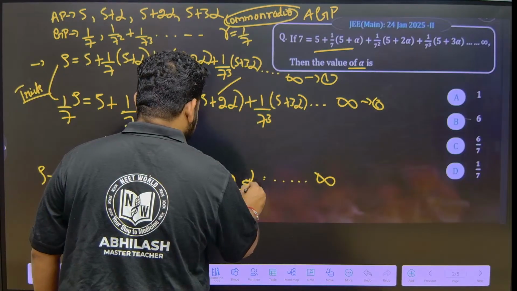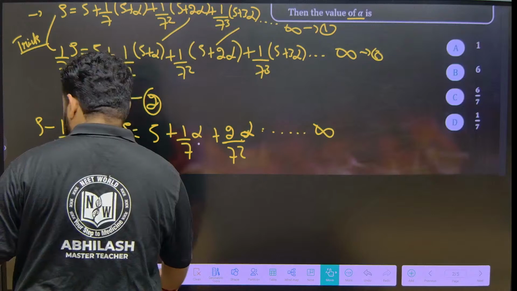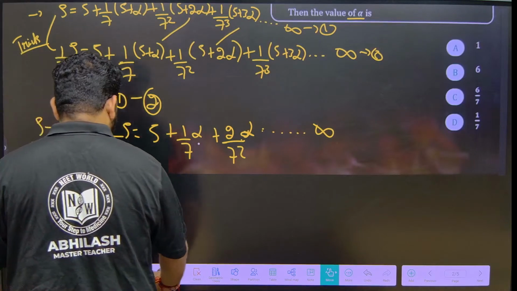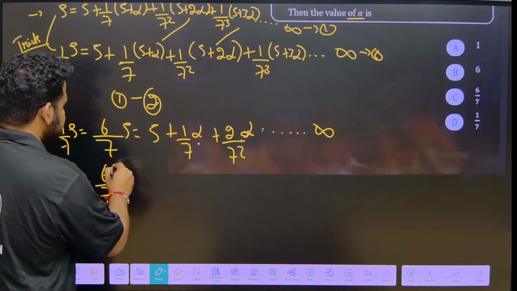This will be 2 times alpha. Now further, what can I write here? This I can write as 1 by 7. Yes, Vamsh, that is 1 by 7. Now focus here. This will be 6 by 7 times of S.